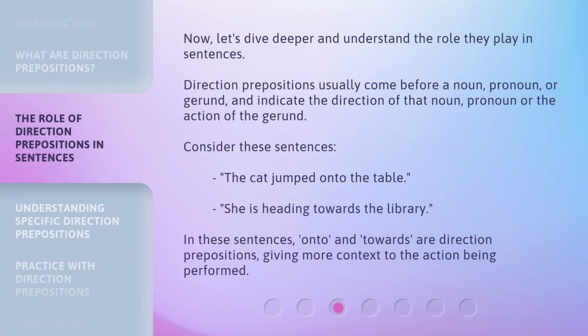Now, let's dive deeper and understand the role they play in sentences. Direction prepositions usually come before a noun, pronoun, or gerund, and indicate the direction of that noun, pronoun, or the action of the gerund. Consider these sentences. The cat jumped onto the table. She is heading towards the library. In these sentences, onto and towards are direction prepositions, giving more context to the action being performed.